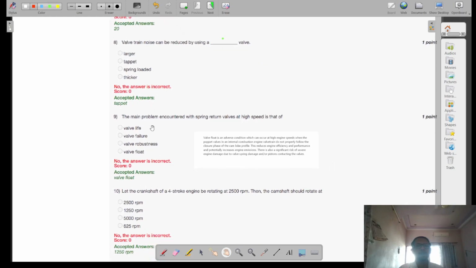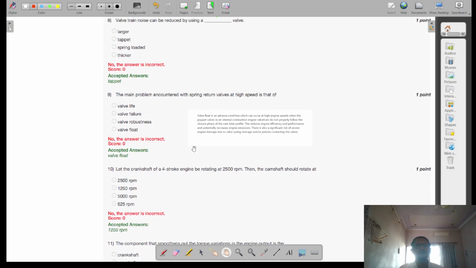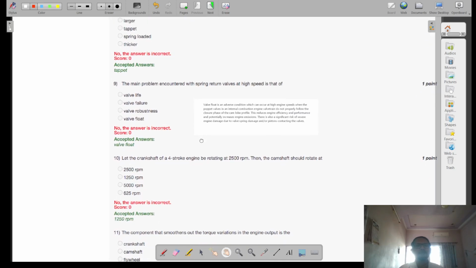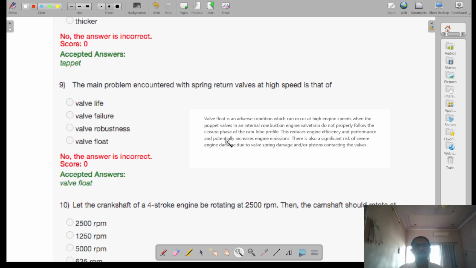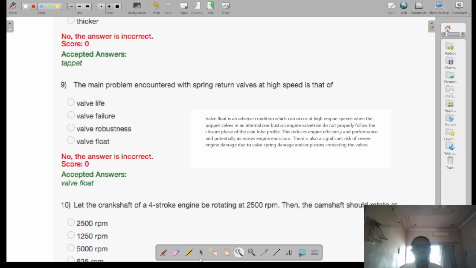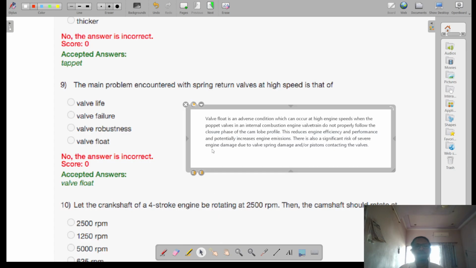You should remember. Then a main problem encountered with the spring return valves at high speed. When the engines are running at very high speed, there happens to be valve float. Just remember what is valve float. I'm just focusing on the valve float phenomena over here.